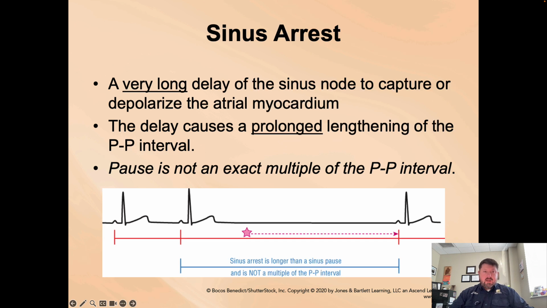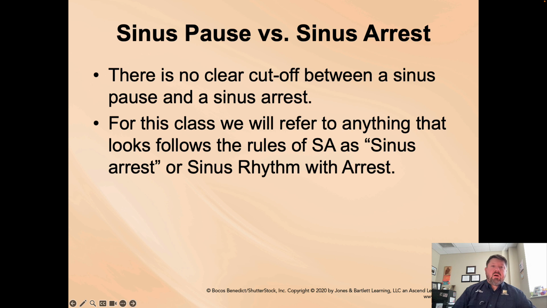And then you have sinus arrest. A sinus arrest is caused by a longer delay in the formation of an atrial impulse. Sinus blocks can also be found within the pause of a sinus arrest, but it's very hard to determine that when you're trying to determine that off of just your basic ECG. On the ECG monitor, sinus arrest appears as a longer delay than with a sinus block. The delay causes a prolonged lengthening of the P to P interval, and sinus arrests are never an exact multiple of the normal P to P interval. There's no clear cutoff between a sinus pause and a sinus arrest, but for this class, we'll refer to anything that looks and follows the rules of sinus arrest as sinus arrest or sinus rhythm with arrest.